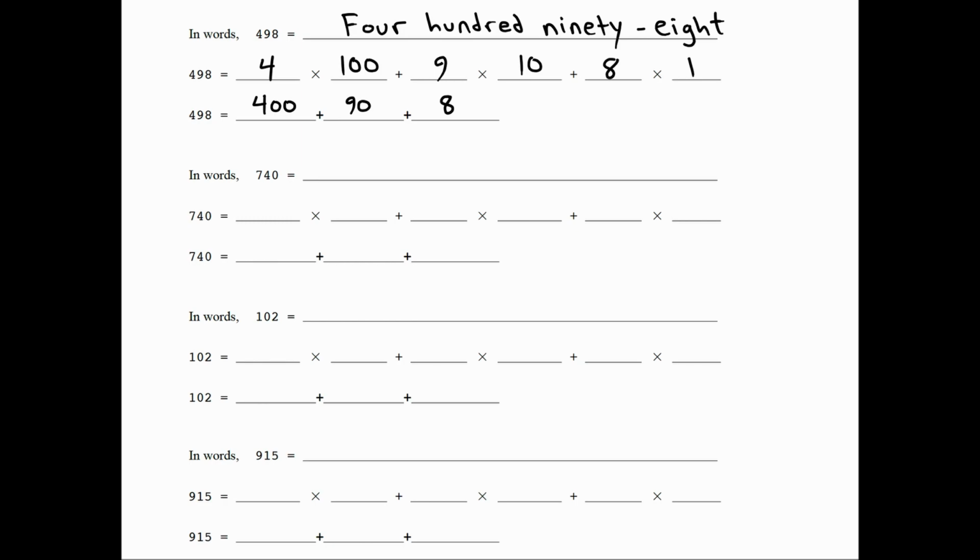Use these same techniques to fill in the remaining blanks. For 740, start with the hundreds place and write 700. The sequence of 40 actually does have a one-word name. It's 40.